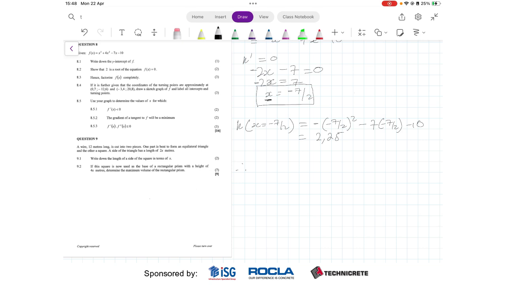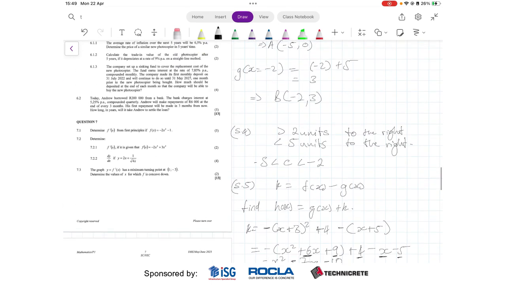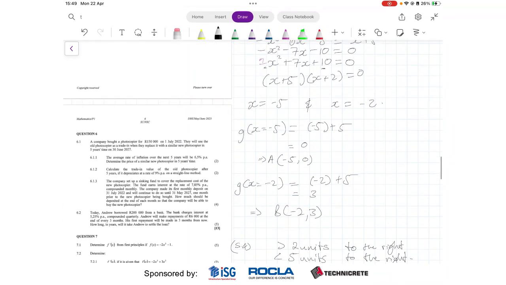Therefore, our graph of h at x, which is equal to g at x plus k, will be given by x plus 5 plus 2.25, which is equal to x plus 7.25. And that is that for question 5.